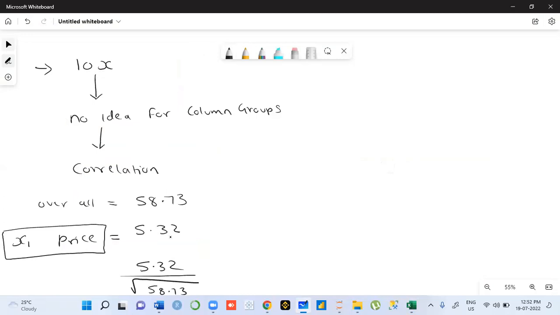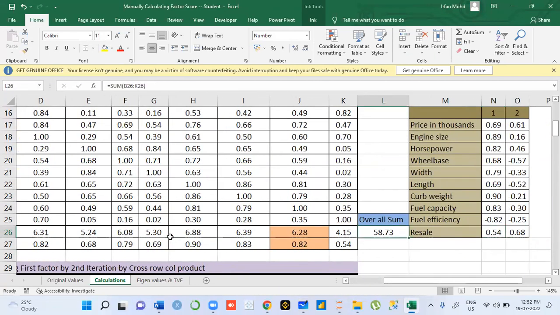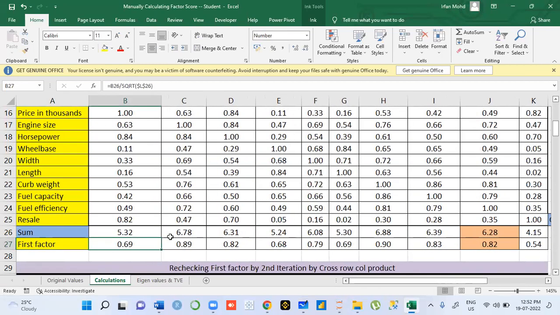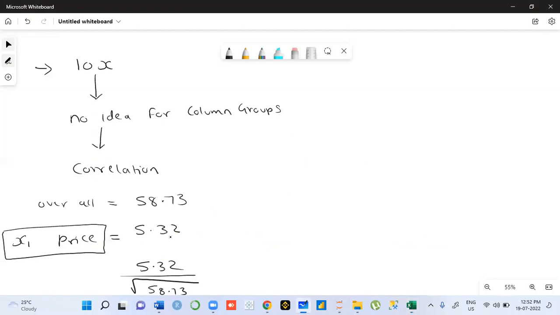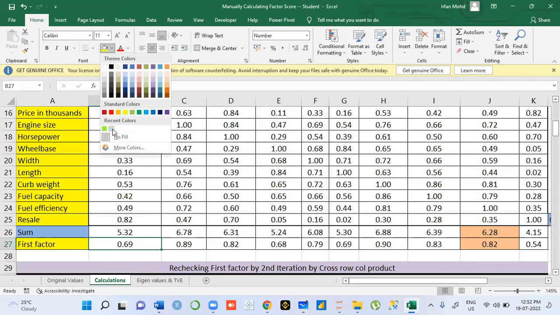Overall sum. We summed all the columns one by one. Okay. Then we summed all those sums. How much? 5.32 divided by the square root of 58.73. 0.694. Okay, whatever the number is, the same number, guys, I'm getting in Excel. You can see over here.